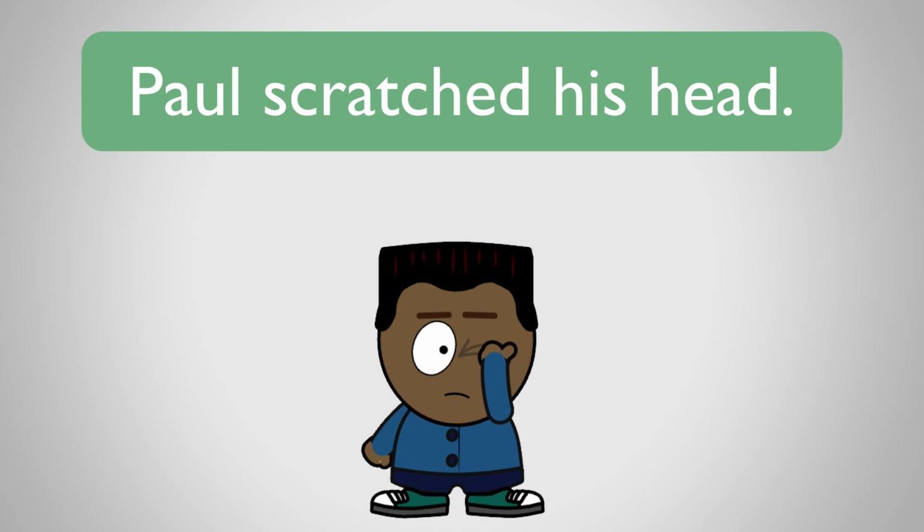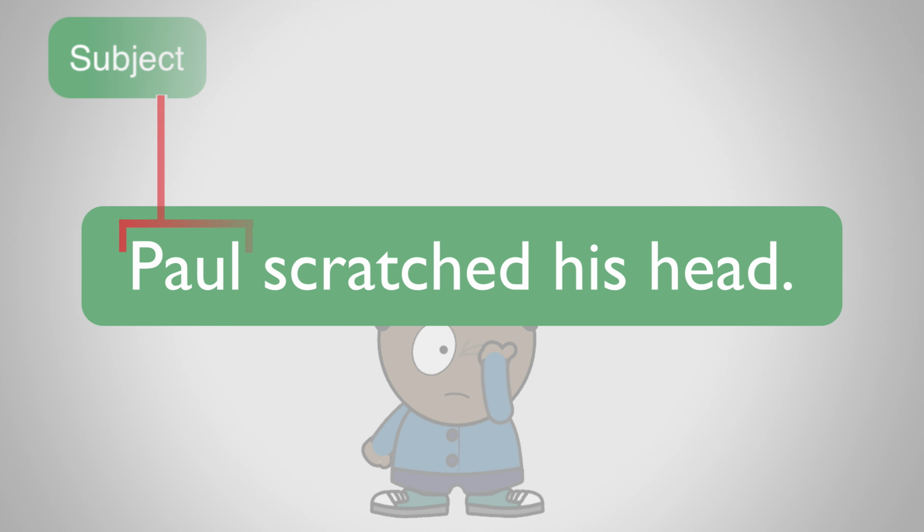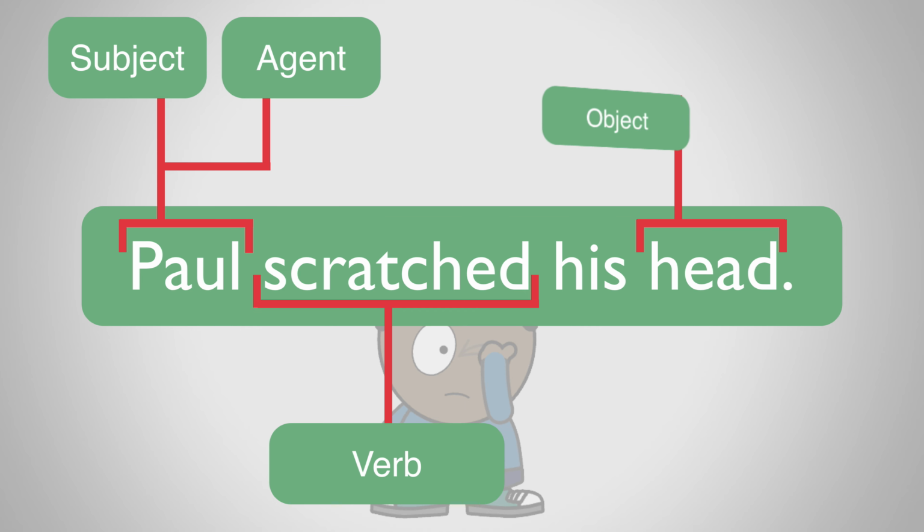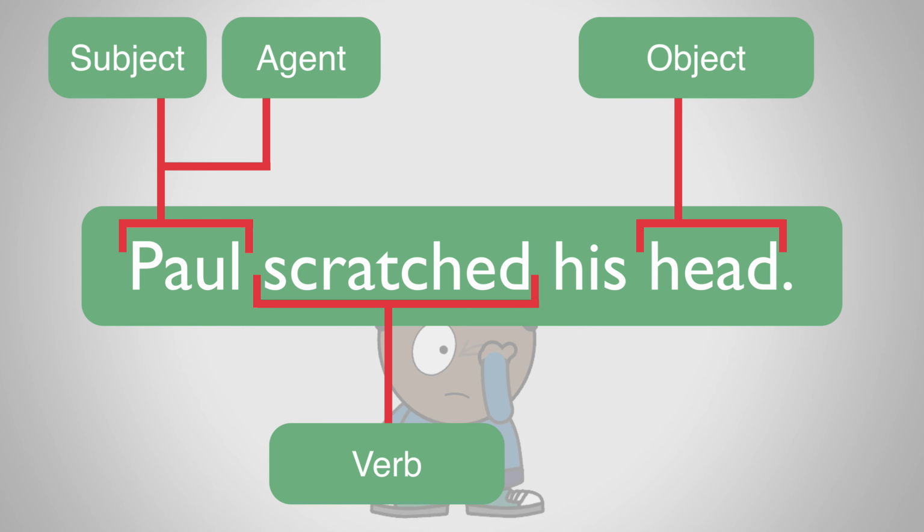Paul scratched his head. So in this sentence, Paul is the subject, since he comes before the verb scratched, and he's clearly who the sentence is about. He's also the one who is doing the scratching, so we can also say that Paul is the agent. So, what is being scratched? What is having something done to it? Well, it's his head. So head is the object in this sentence.